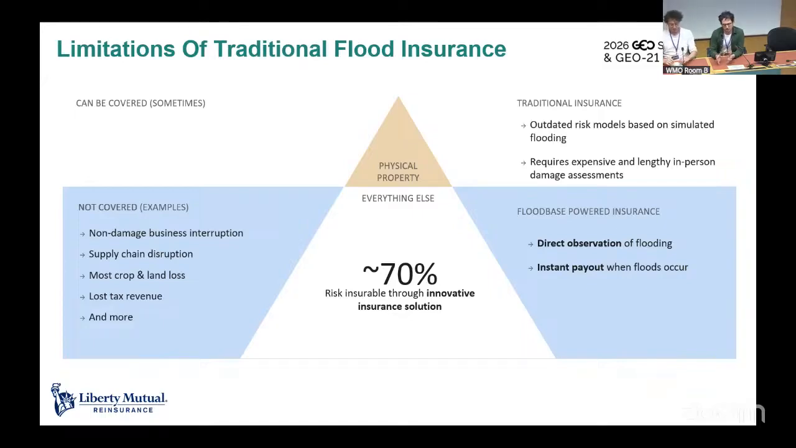This is one of the issues, but also about 70% of the risk is not covered because it is not directly linked to property damage. There could be business interruption: you don't have any attendance at your hotel or attraction park, for example, because the local airport is flooded. You have some supply chain disruption, or the crop and land are not covered because they are too big, and it's very difficult to assess a very large area with flood impact. Next slide, please.